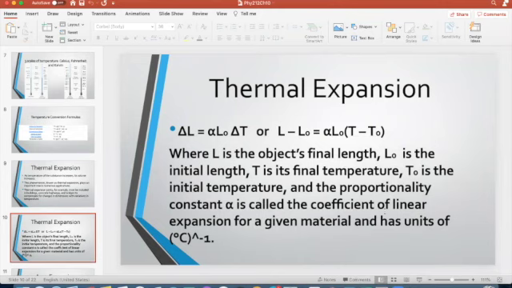It's also called the coefficient of linear expansion. And it has SI units of degrees Celsius to the minus one power. So degrees Celsius is in the denominator.